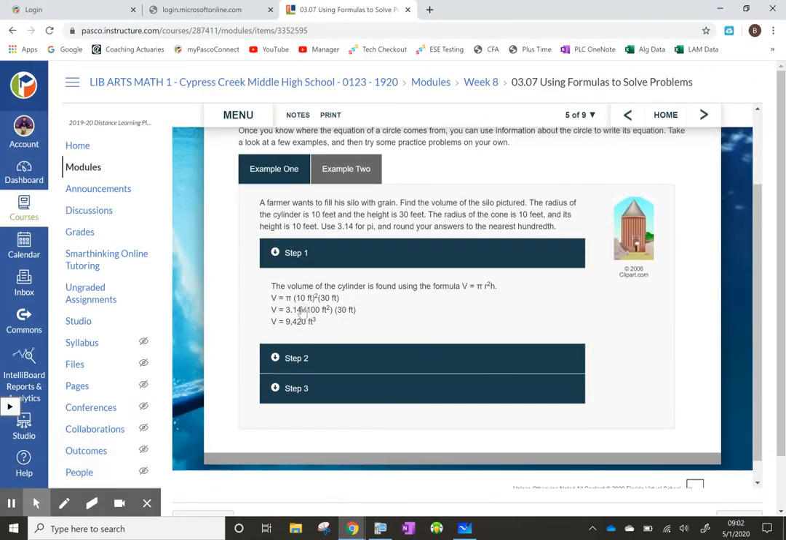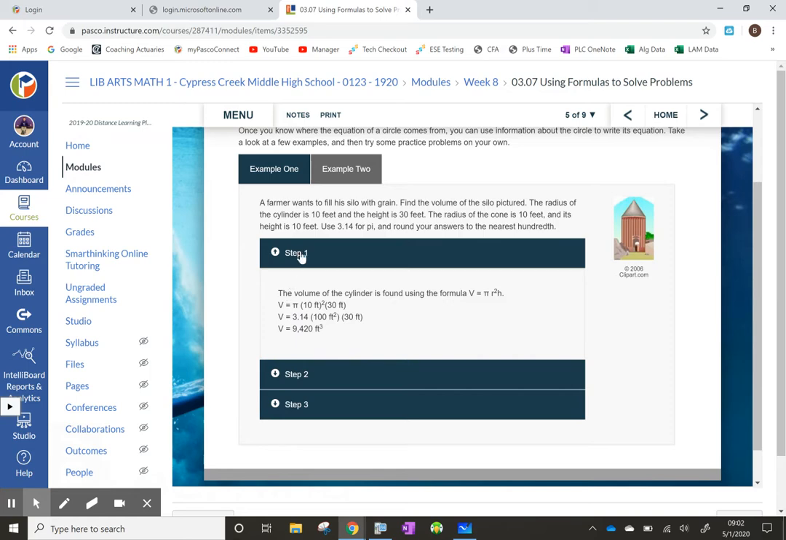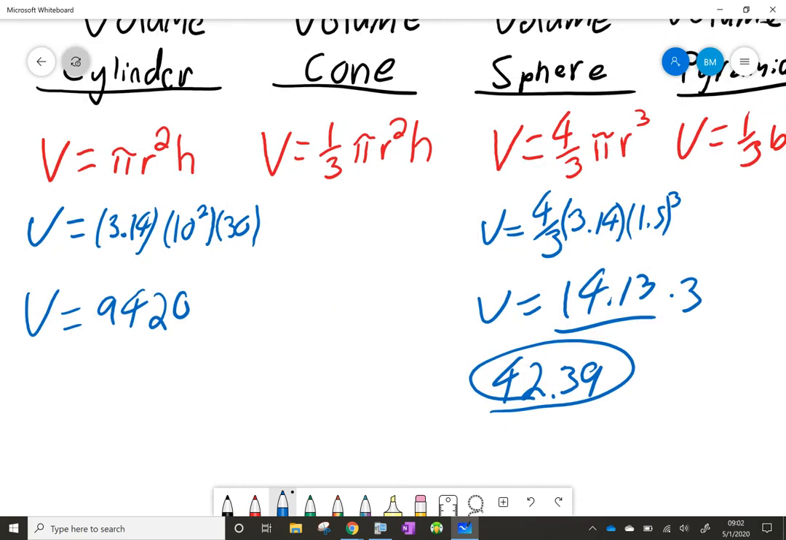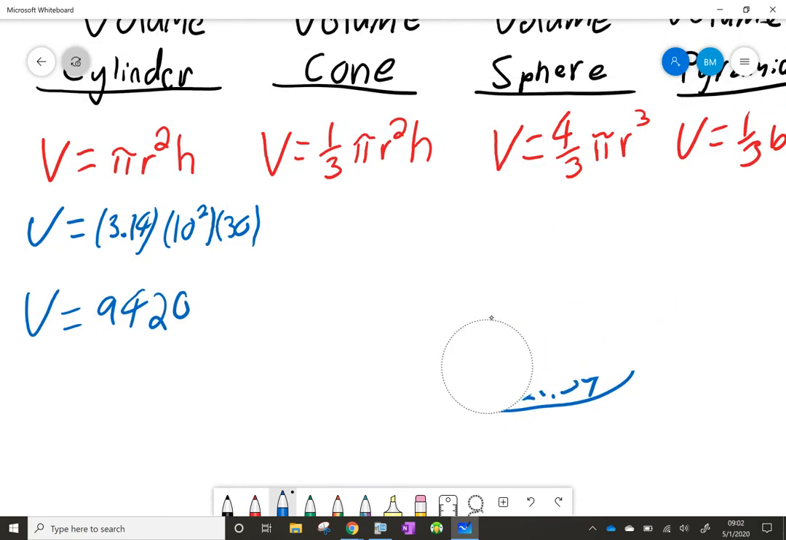Let's double check to make sure that that is correct, and that's what they got there, so that's good. Now let's find the volume of the cone that's on top of the silo. So the cone has a radius of 10 feet and a height of 10 feet. So we have to go to our cone formula. Let me erase this one here because we don't need that.